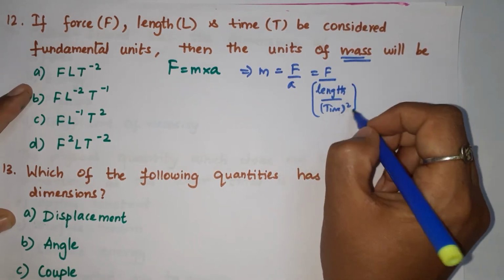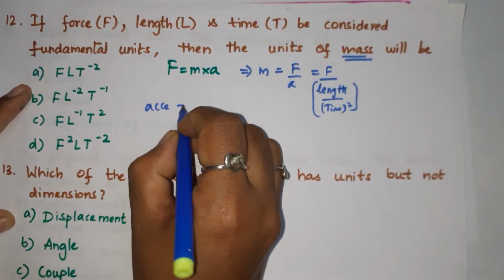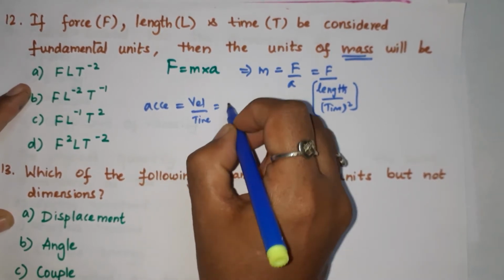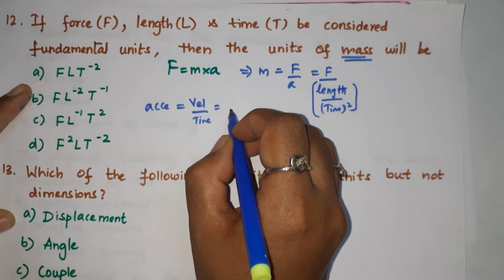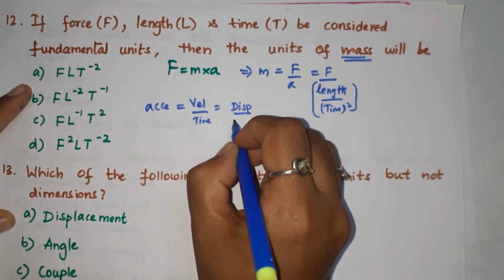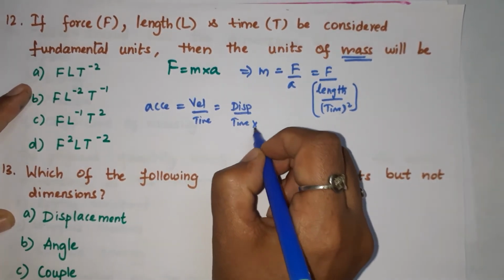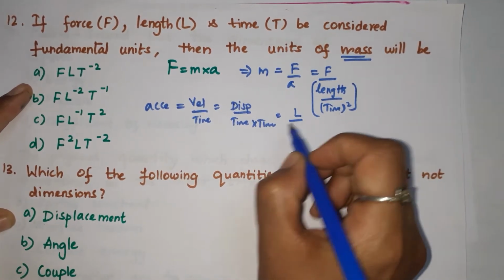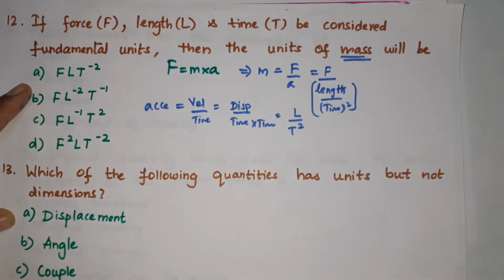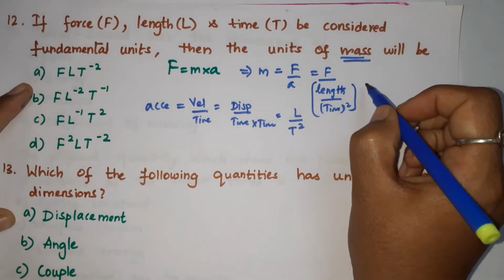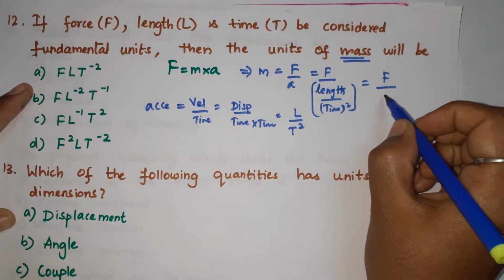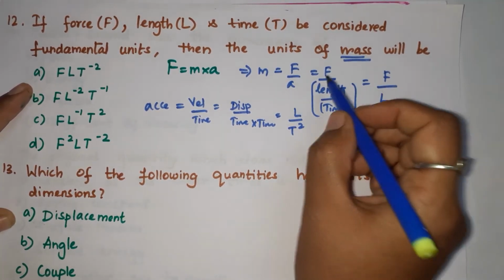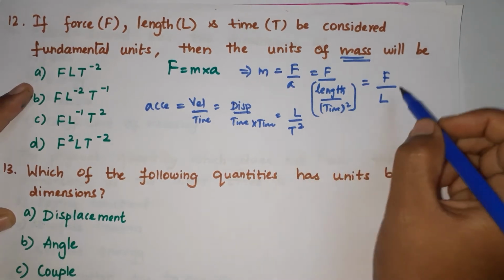Means we are going to take the acceleration. Acceleration is equal to velocity by time. What is velocity? Velocity is nothing but displacement by time, into another time. So I took displacement as length, and time as t square. Shall we substitute directly? Yes. F by L will come up, so force per length time.